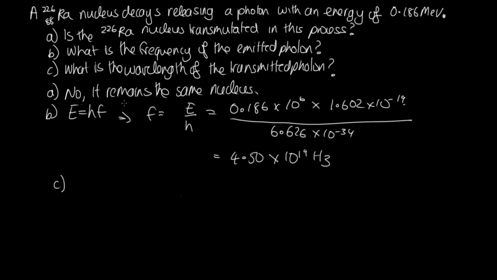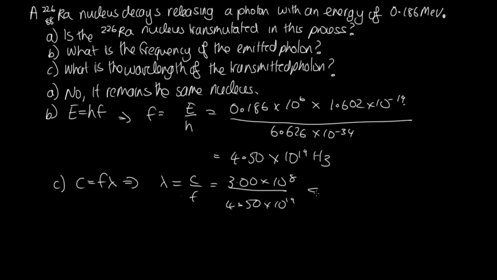Now part C, what is the wavelength of the transmitted photon? Well, we can use c = fλ to get this, so λ is equal to c on f. So that's 3 times 10^8 over the frequency, which is the 4.50 times 10^19. And so solving this on the calculator, we get 6.67 times 10^-12 meters. So that's a very short wavelength.